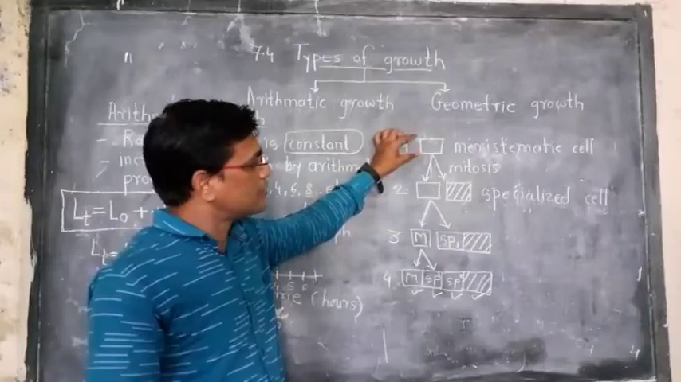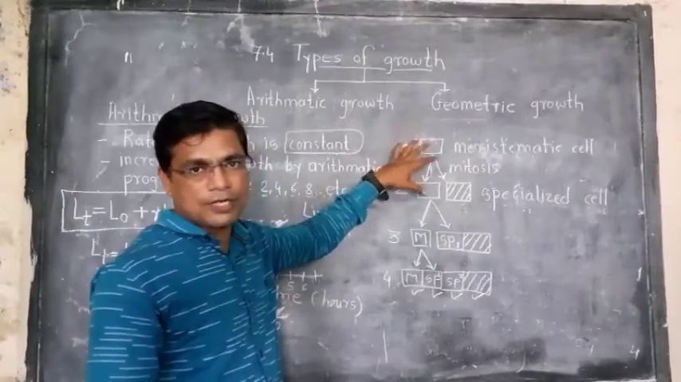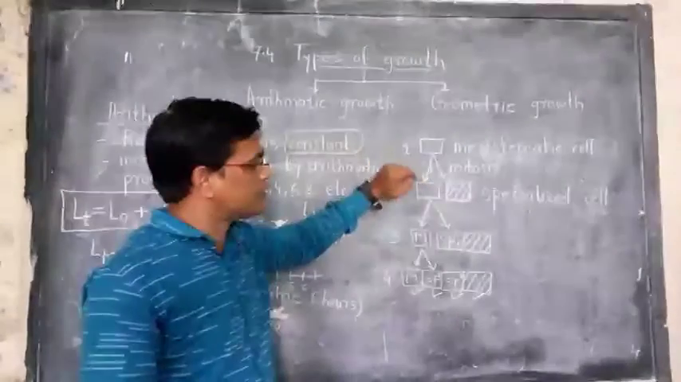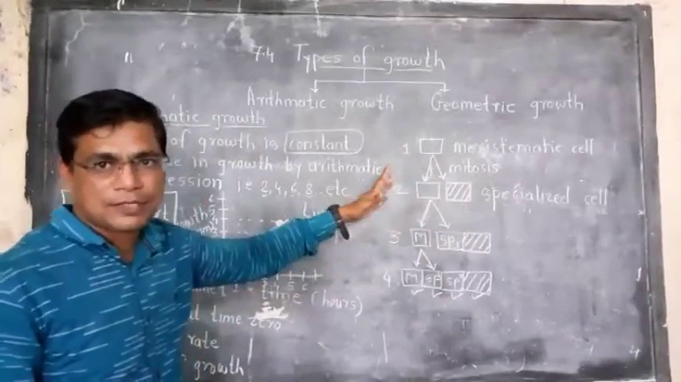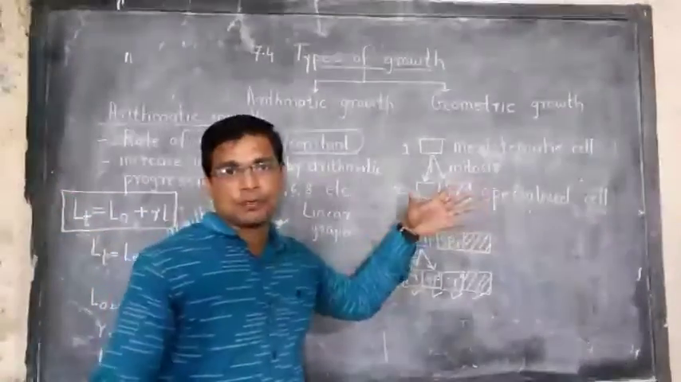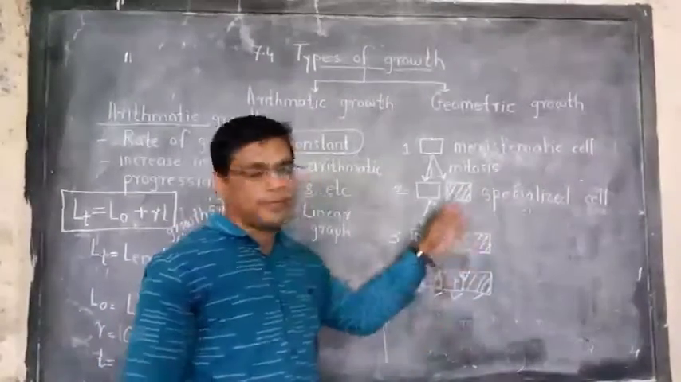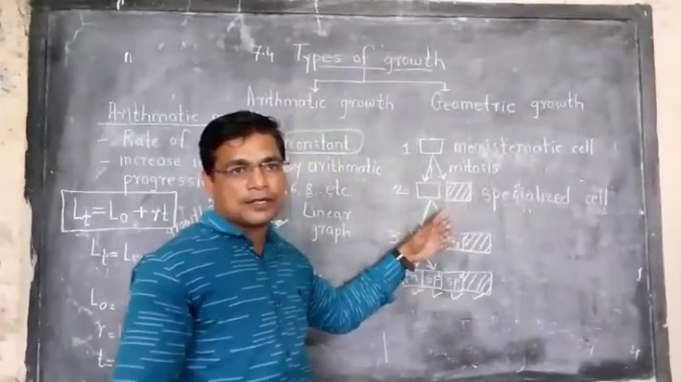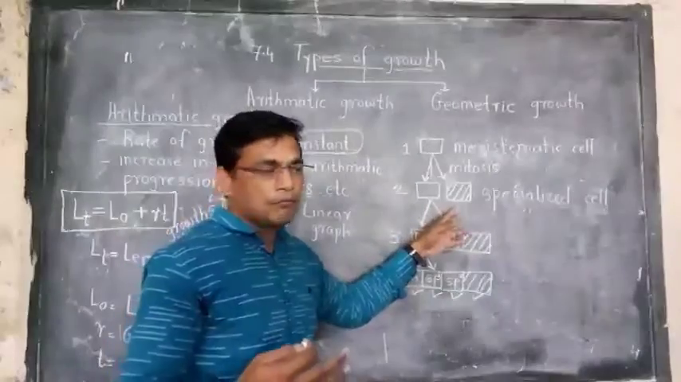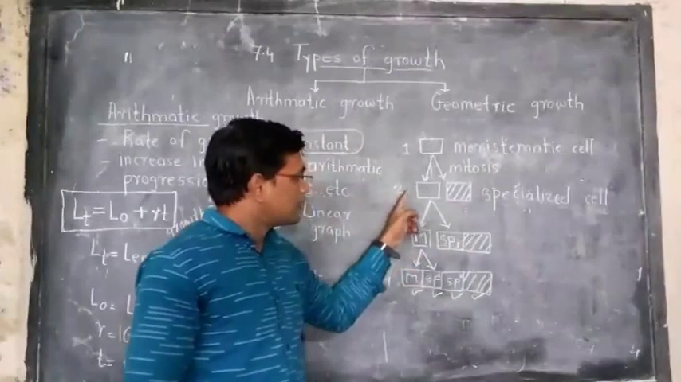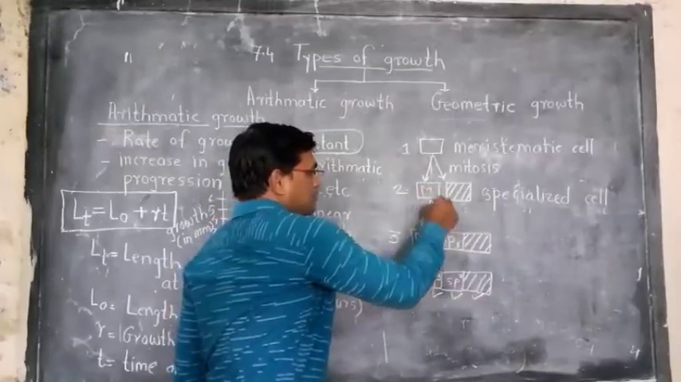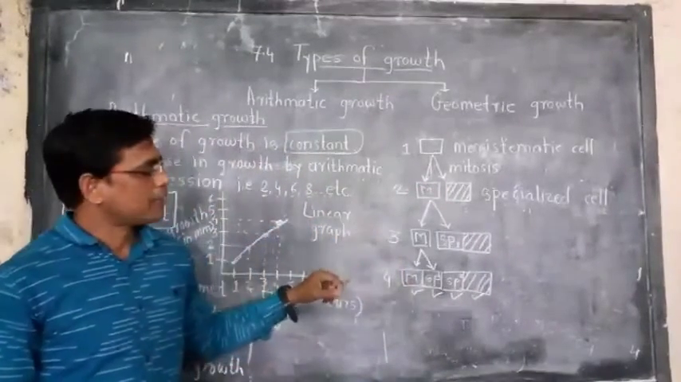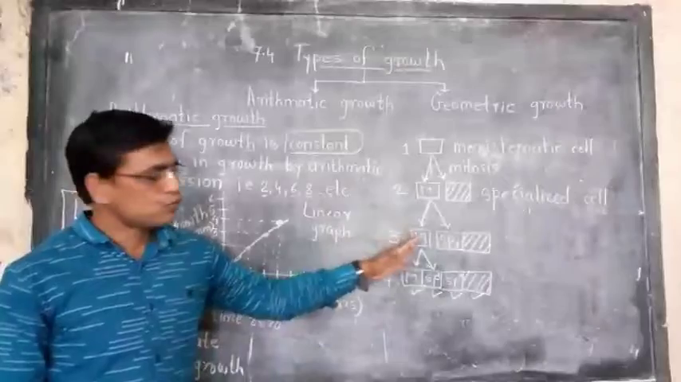In this, we should know the single meristematic cell. Here we have considered a single meristematic cell that divides by the mitotic process and gives rise to two cells. One of these remains as a meristematic cell and the other becomes a specialized cell, which means the specialized cell loses the characteristic of multiplication.